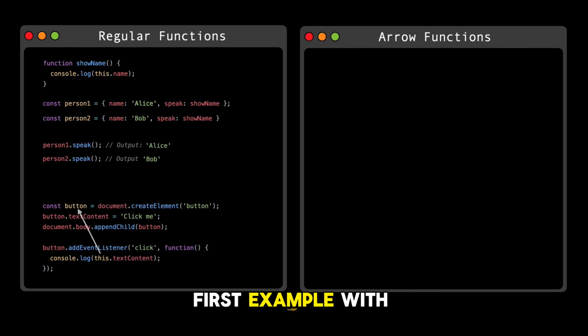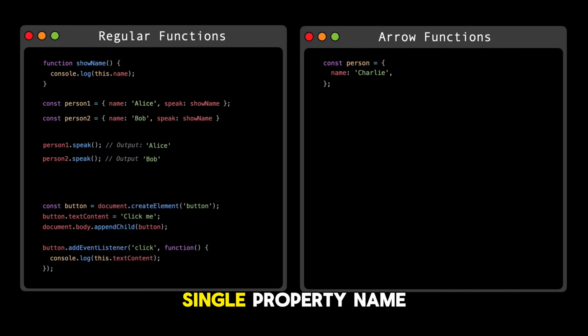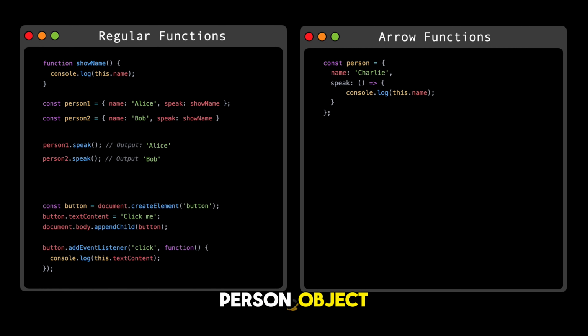Stepping into our first example within arrow functions, we're going to decipher how this behaves differently here than it does in traditional functions. Let's begin by looking at an object. First, we have an object named person. It has a single property, name, which is set to Charlie. Now we're going to add a method called speak to our person object, but this time it's an arrow function.